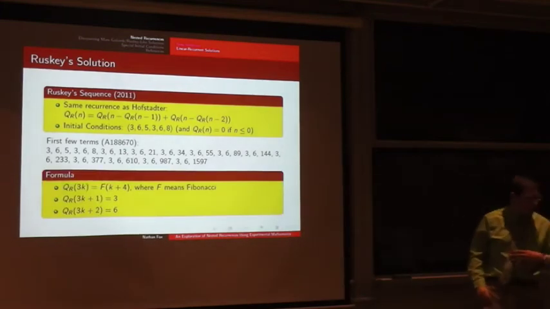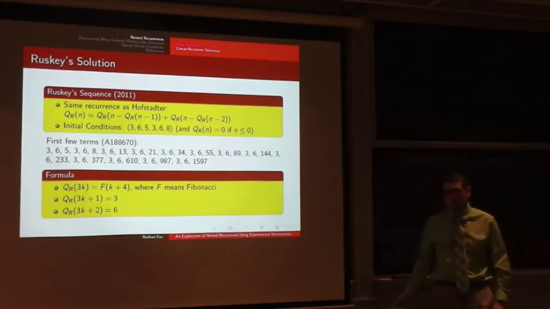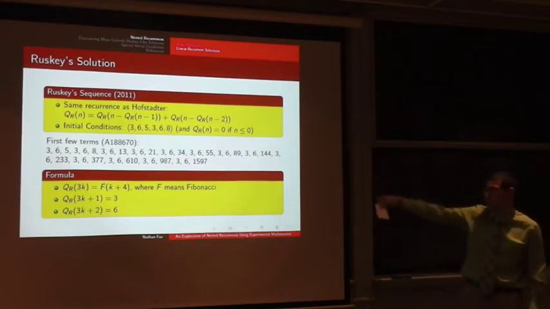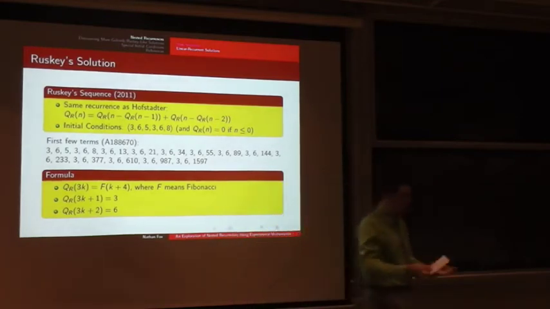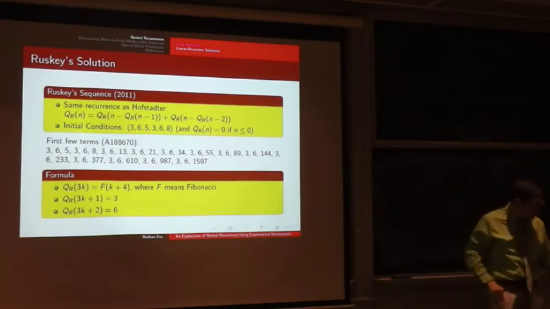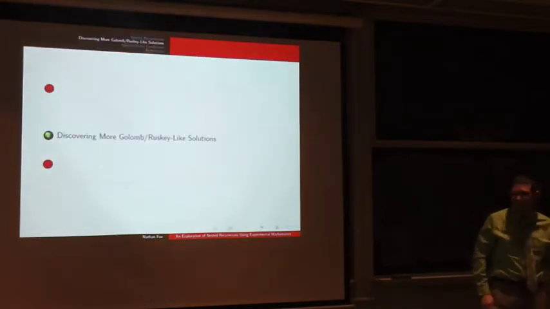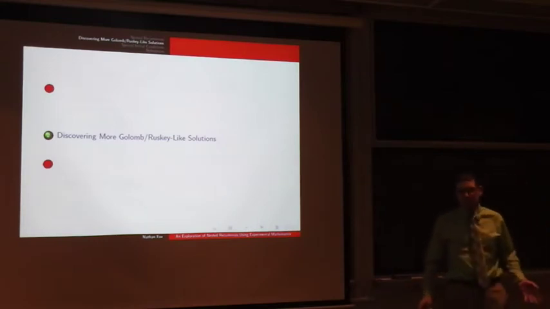So you can write it down like this, and you could try to prove it, and the proof would look basically identical to the golem proof. It would just have a different formula that you're trying to prove, and the base case would be different. All right, so the next chunk of stuff is we've seen the golem solution, we've seen the Ruski solution.